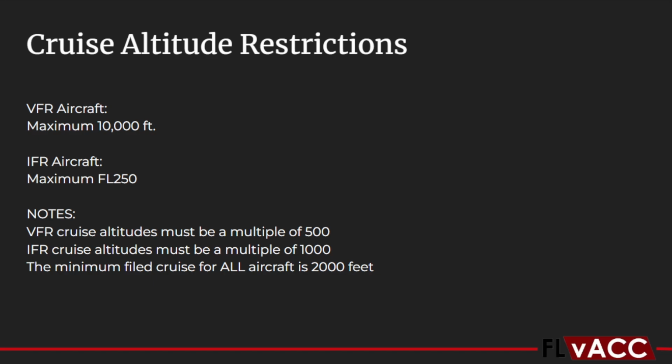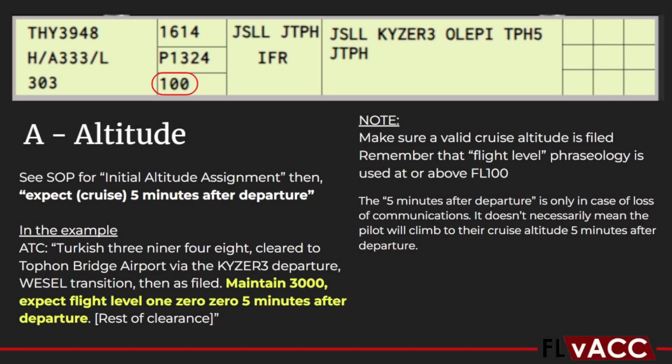Now for the phraseology. Depending on the airport, the initial climb instructions will differ, so check the SOPs under Initial Altitude Assignments. Whatever the SOP tells you to say is followed by saying, expect, whatever the pilot's filed cruise is, 5 minutes after departure. Remember that only at or above 10,000 feet, altitudes should be said in flight levels, and that the requested cruise on the strip is always in flight levels. Also, while you don't need to know this, the phrase expect cruise 5 minutes after departure is only in case of a loss of communication.